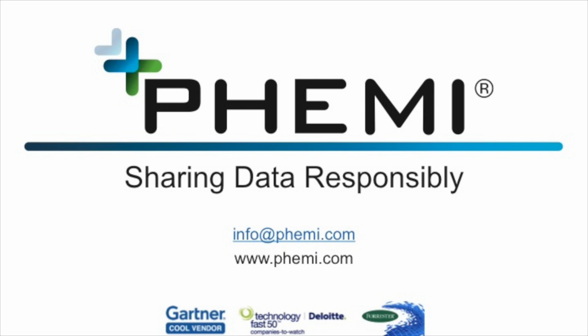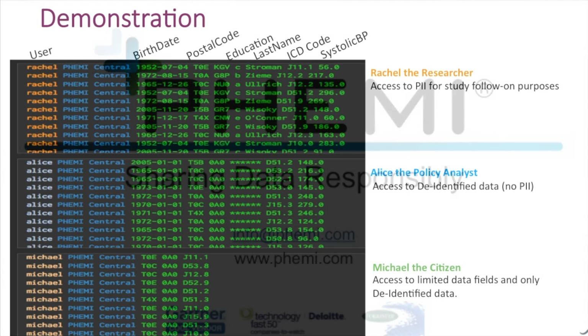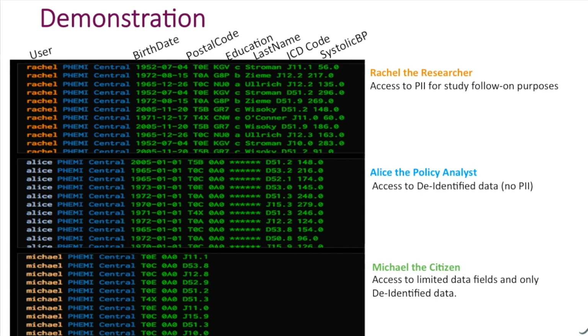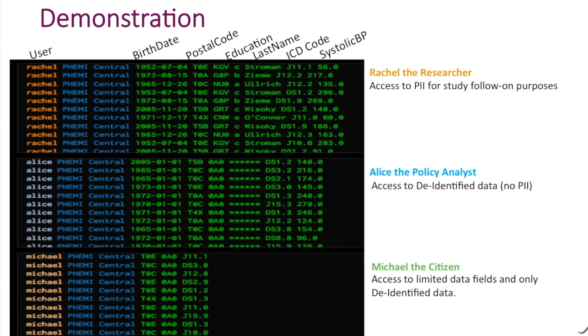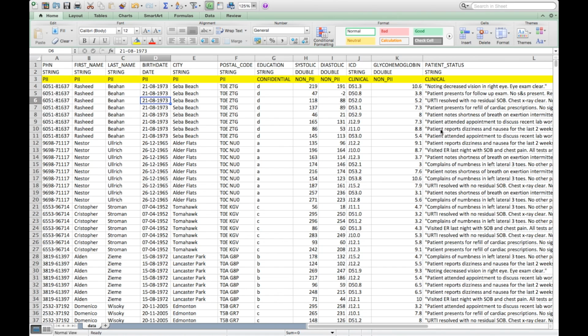We'll now walk through a brief demonstration of the access controls and sensitivity protection capabilities of PHEMI Central. Let's begin by taking a look at the data.